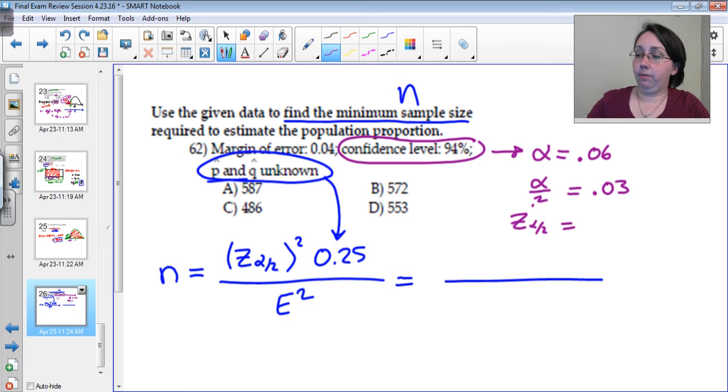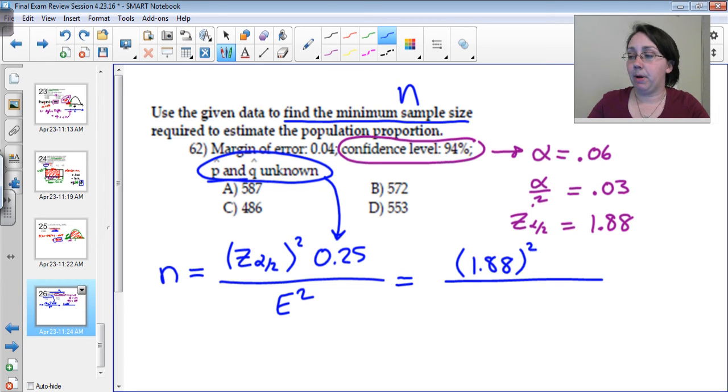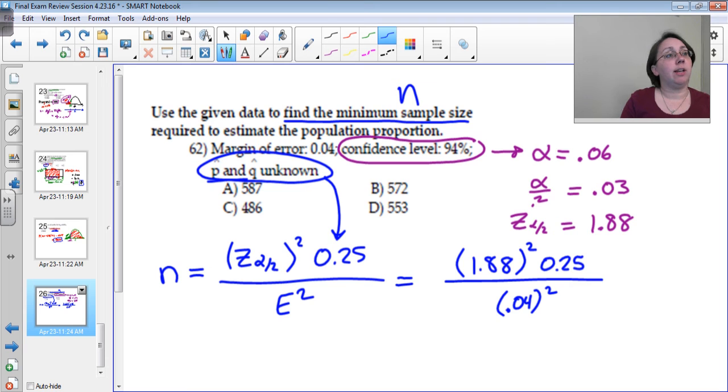So our z alpha divided by 2 is 1.88, the positive. If you put the negative, it's not a huge deal here because you end up squaring it anyway. When you square a negative, it becomes positive. But traditionally, the z alpha notation is always positive. What's your error? 0.04. In this question, they called it margin of error. Sometimes they say within a certain amount. To within is also a common way of describing error.